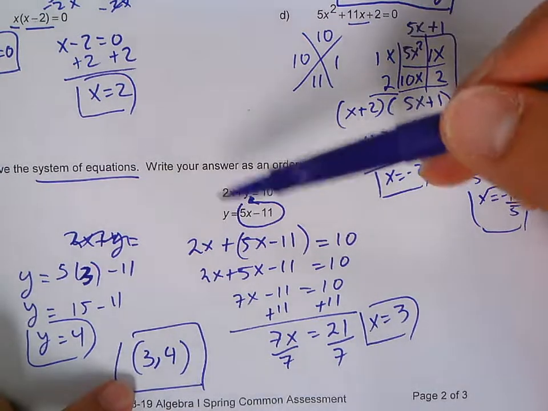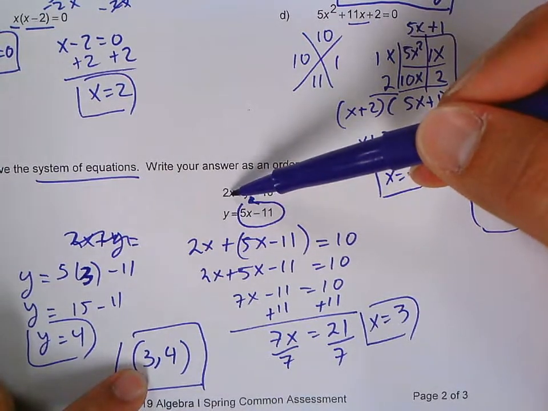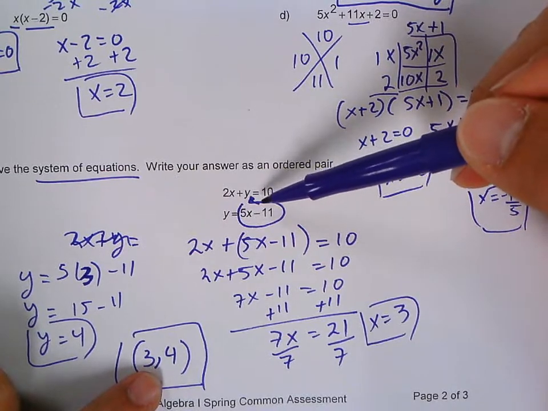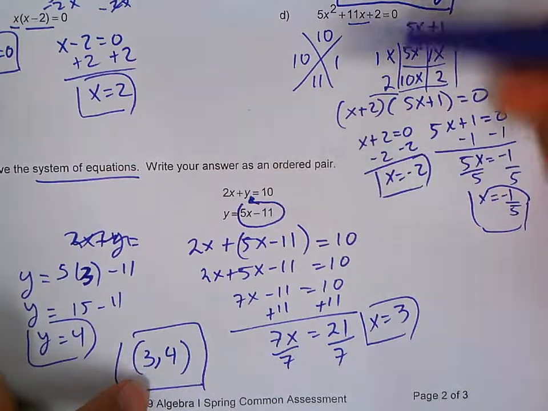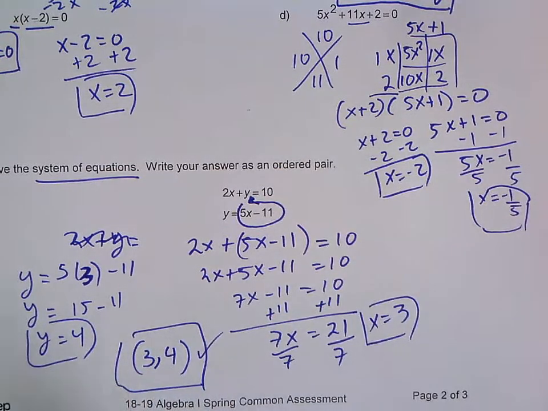And you can check by plugging in. 2 times 3 is 6, plus 4 is 10, so that works. 5 times 3 is 15, minus 11 is 4, so it works. So that is your final answer.